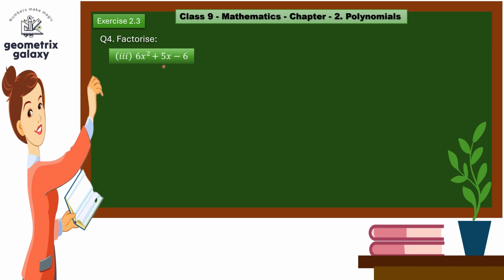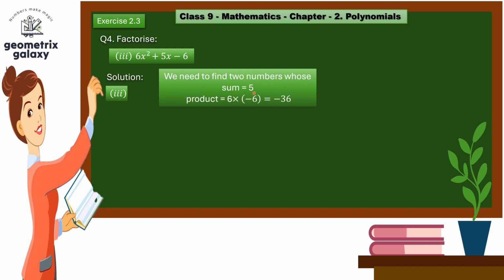We need to find two numbers whose sum is 5, the coefficient of the middle term, and whose product is the product of the coefficient of x square and the constant term. So we get 6 into minus 6 is equal to minus 36. Now we will check all the factors of 36 by trial and error method.